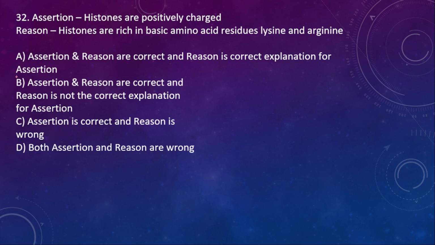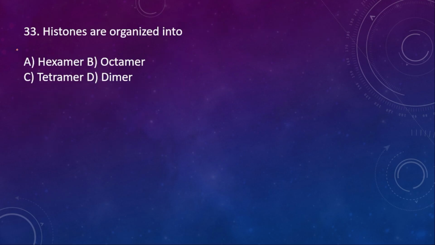Next one, 32nd question, an assertion and reasoning type of question. Assertion: histones are positively charged. Reason: histones are rich in basic amino acid residues lysine and arginine. Both are correct and this is the correct explanation. Just now I explained; I hope there is no necessity to explain once again. So A is correct. Next, 33. Histones are organized into hexamer, octamer, tetramer or dimer? No, they are organized into octamer.